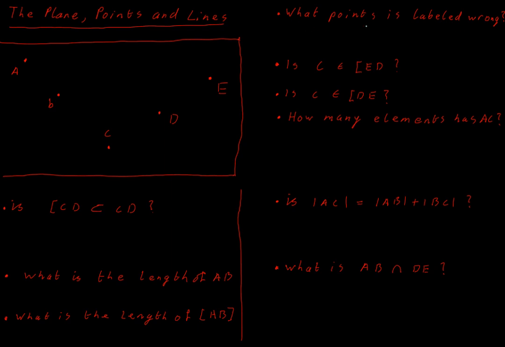What point is labeled wrong? So if we look at my diagram, which one of these points is labeled wrong? And I can see that B is labeled wrong. Why is it labeled wrong? Because I have a small letter for a point, and I know I should use capital letters for a point. So actually, just so it's clear for you writing your notes, I'm going to put a line through that, and we're going to say B. That should be capital letter B, not small letter b.